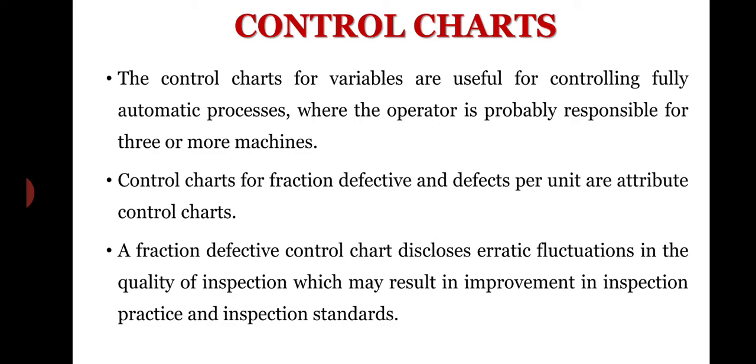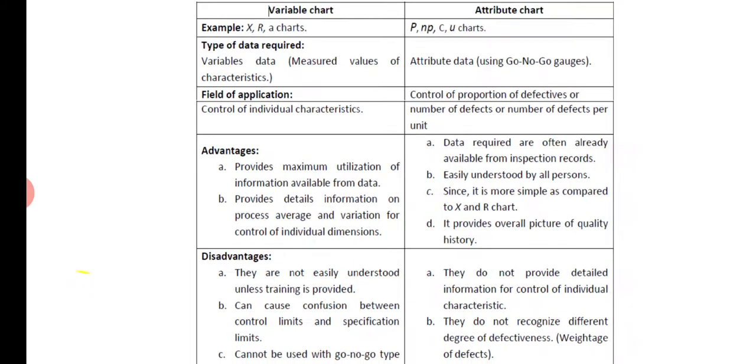To start with, the control charts for variables, which we actually did, are useful for controlling fully automatic processes where the operator is probably responsible for 3 or more machines. Control charts for fraction defective and defects per unit are attribute control charts, like whether you can count it or not, whether you are having continuous or discrete data. A fraction defective control chart discloses erratic fluctuations in the quality of inspection, which may result in improvement in inspection practice and inspection standards.